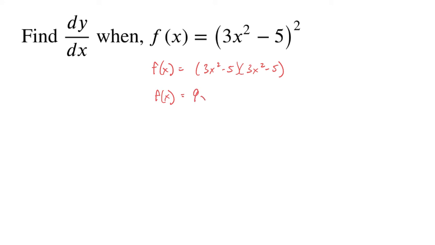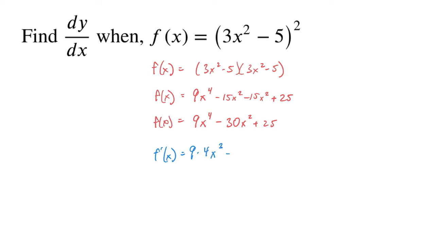Now, that'll involve me foiling, so that's 9x to the fourth, minus 15x squared, minus 15x squared with the outsides and the insides, plus 25. One more simplification before I take the derivative, because, folks, it's easier to simplify up front algebraically before you take the derivative. And then when you take the derivative, the math isn't all that difficult. So we got 9 times, let's see here, that would be 4x to the third, minus 30 times 2x, plus 0. Simplify it all down, I end up with 36x to the third power minus 60x.